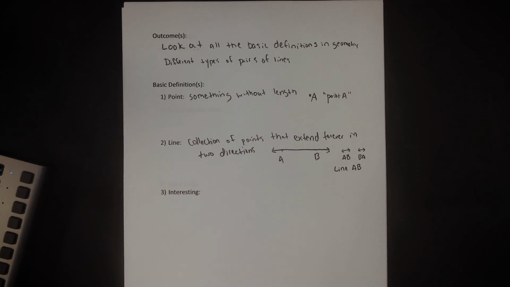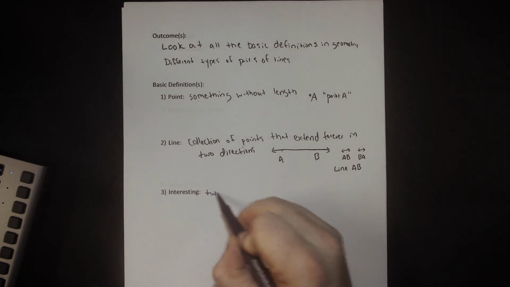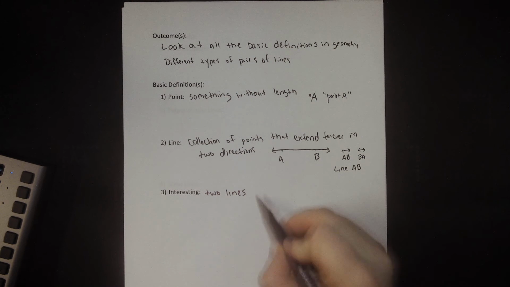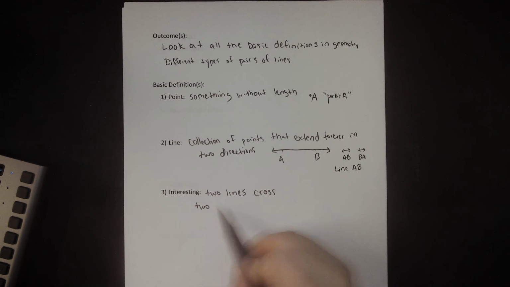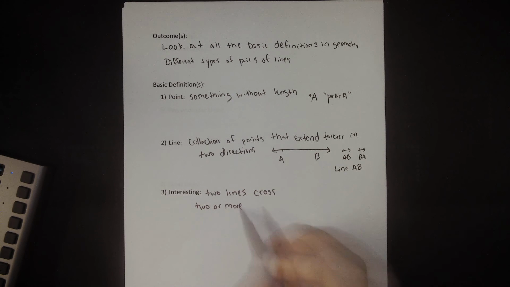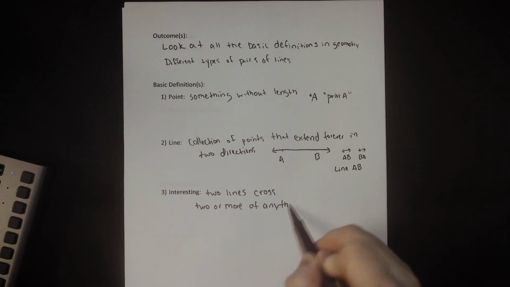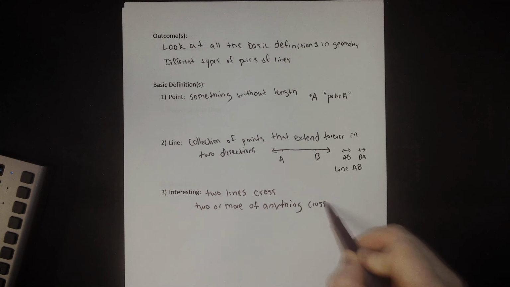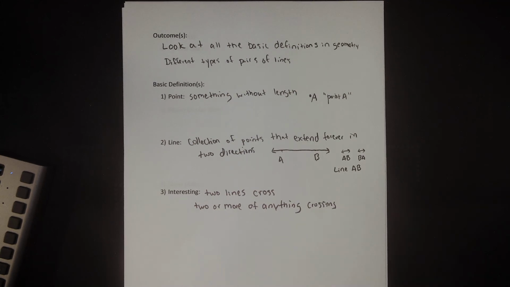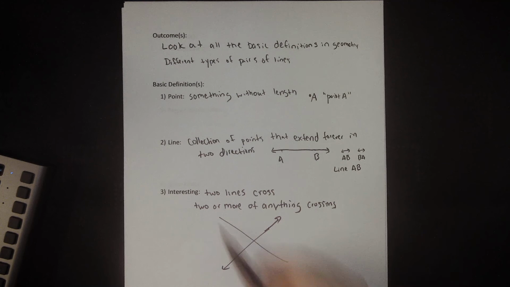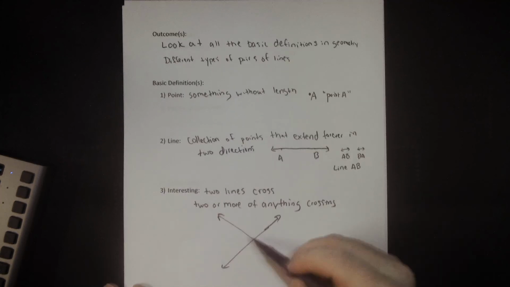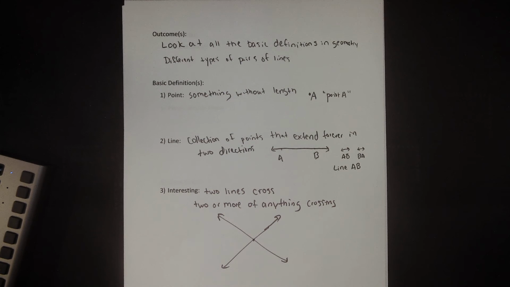Intersecting is really easy. It's when two lines cross, or really it's just the act of two things crossing. You didn't have to say two lines cross, but basically two or more of anything crossing. It's the act of crossing that is the intersection. When I intersect, I am crossing. Okay, so my two lines have intersected, so they're crossing. And we'll talk about what happens when two lines intersect in a second.